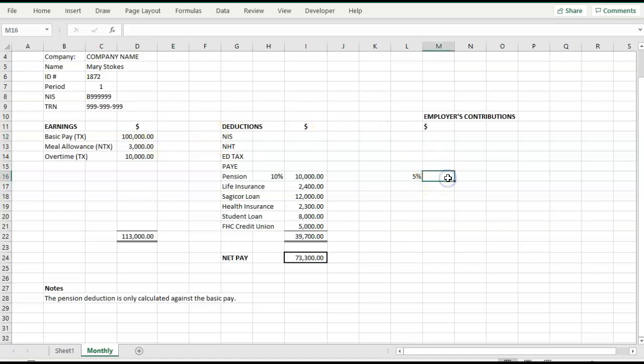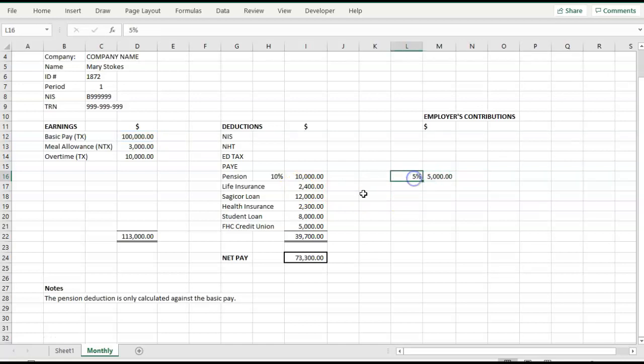Now let us pick up the figure for the employer. It's going to be base pay times 5%. And notice what I did this time. Rather than typing 5%, I just picked up the cell that the 5% is in. So I have equal B12, which is this, times L60.